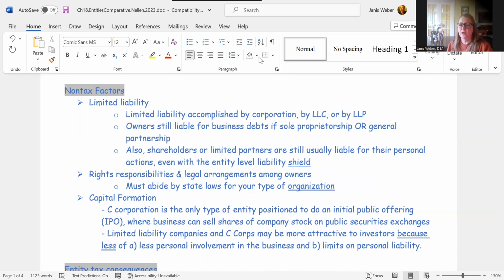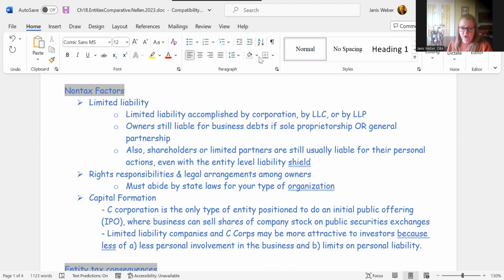Also, the shareholders or the limited partners can still be liable in many states for their personal actions. So what you're getting is limited liability for the organization's obligations, not for the obligations of your own personal actions. So if you're a lawyer or a CPA and you work in a classic corporation or a limited liability company, you are not responsible for what everybody else in the firm does.